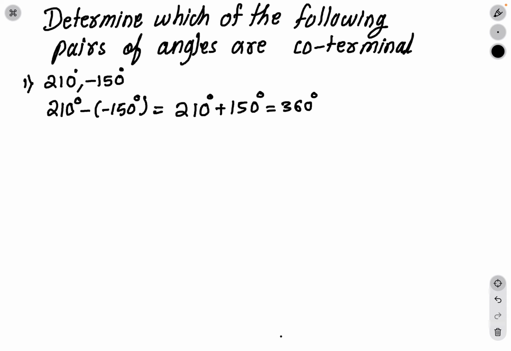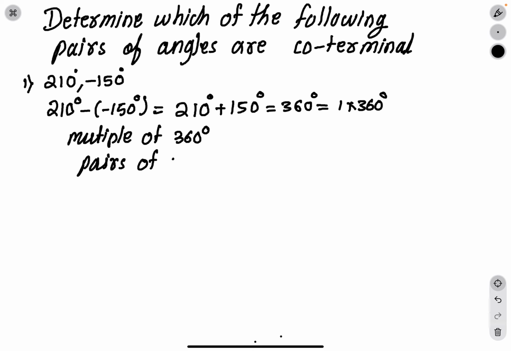So 360 is a multiple of 360 degrees. The multiple of 360, 1 into 360 degrees. So the pair of angles are coterminal.